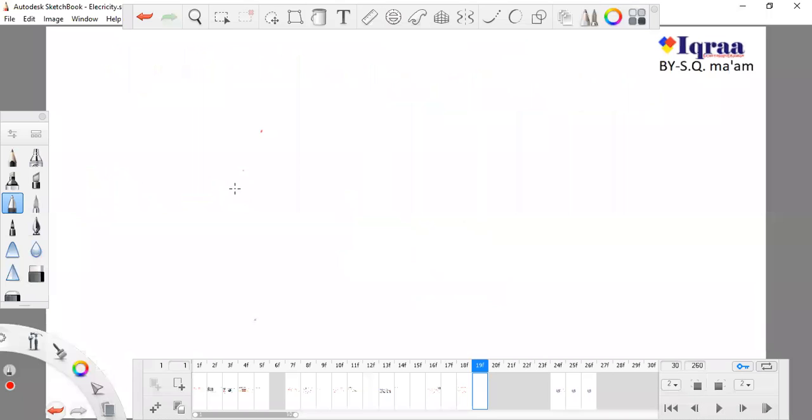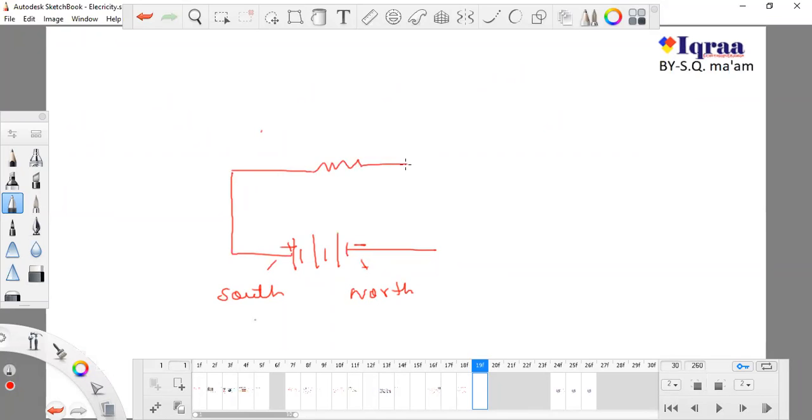So I'm drawing again, this is our electric circuit. This is positive, this is negative. Positive pole is south pole, and this is our north pole. Now in this circuit, this is resistance, this is ammeter, and this is how our circuit is complete. If you want to put a key, you can put a key. The resistance will hinder, or not allow, electricity to flow.